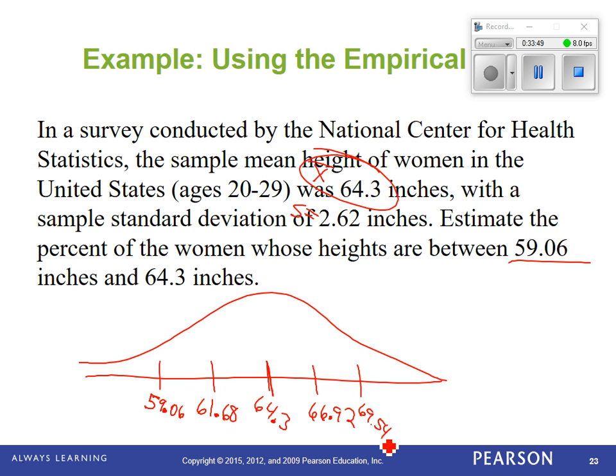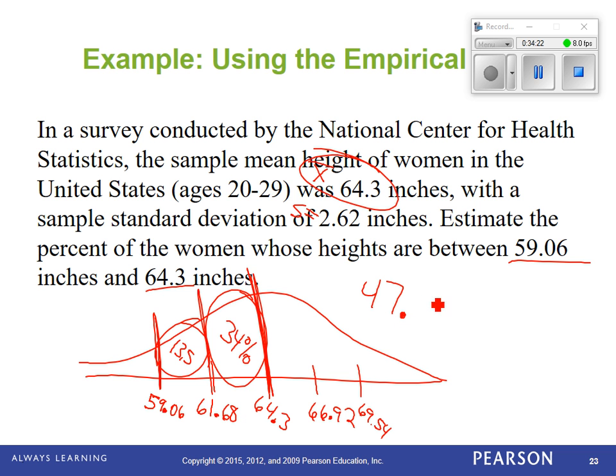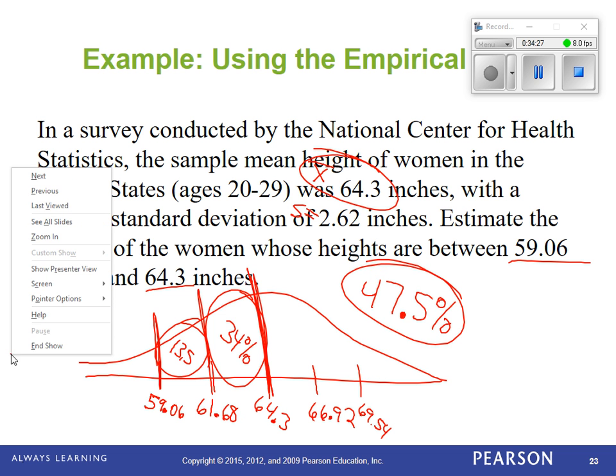Now, here's where we've got to be careful. They ask us what percentage of the women would fall between 59.06 and 64.3. If I go out here, does that mean it's going to be 95%? No, because my other end is right here. What percent of the women fall in this range? 34%, right? What percent falls in this range? 13.5. So about 47.5% should fall in that range. Almost half of the women fall within those heights.